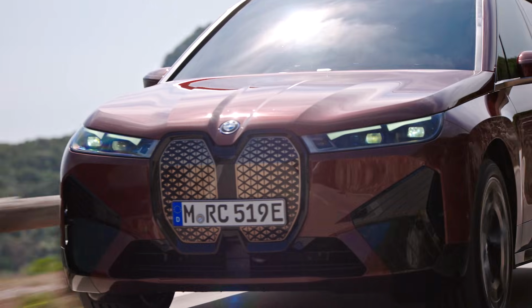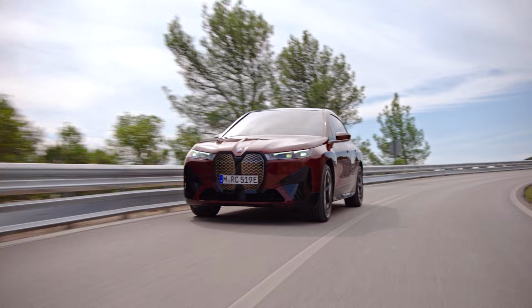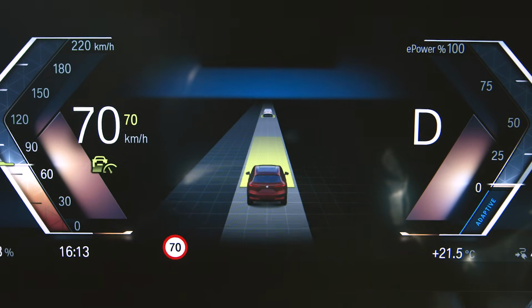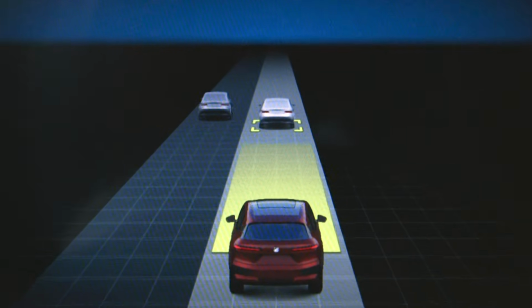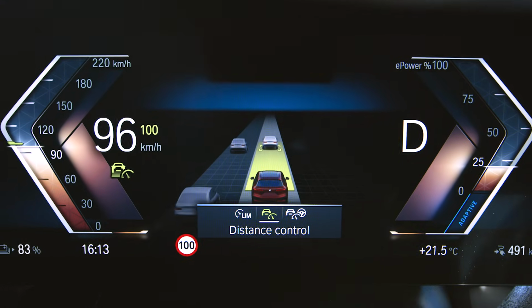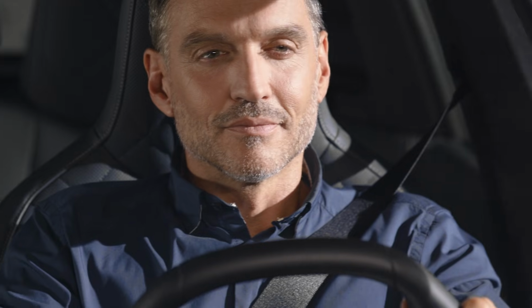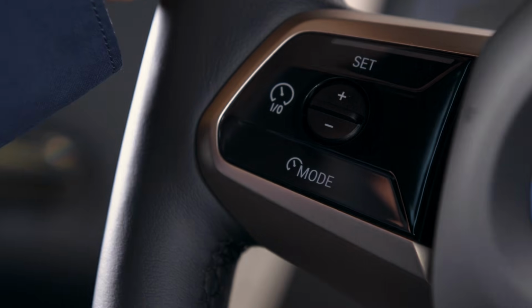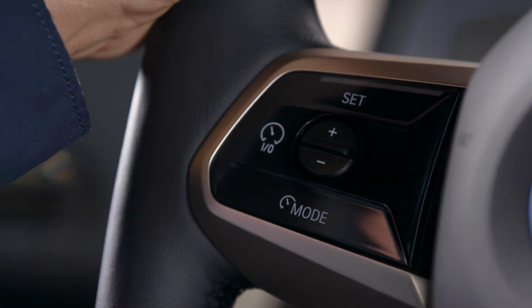Set the pace. BMWs with operating system 8 maintain your set speed and intelligently regulate your distance to vehicles ahead, thanks to Driving Assistant Professional, assisted driving and the distance control with Stop&Go function. Manage assisted driving and the distance control with the switches on the left of your steering wheel.